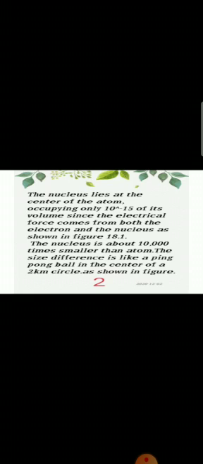The nucleus lies at the center of the atom and occupies only 10 power minus 15 of its volume, since the electrical force comes from both the electron and the nucleus, as shown in the figure on page number 235. The nucleus is about 10,000 times smaller than the atom, and the size difference is like a ping pong ball, a ball of very small size, in the center of a 2 kilometer circle, as shown in the figure. Here you can see the volume occupied by the negatively charged electrons.